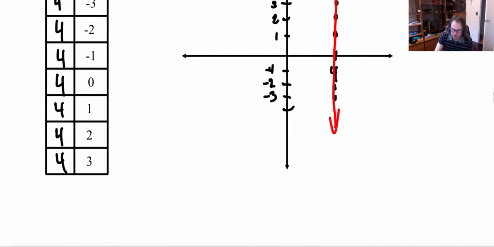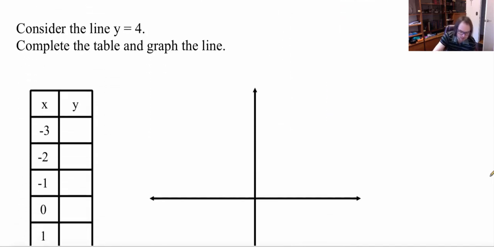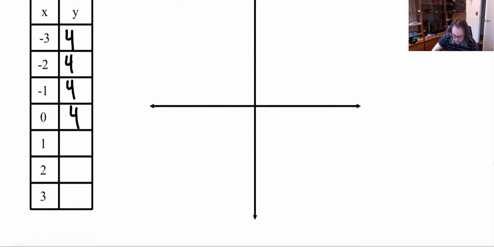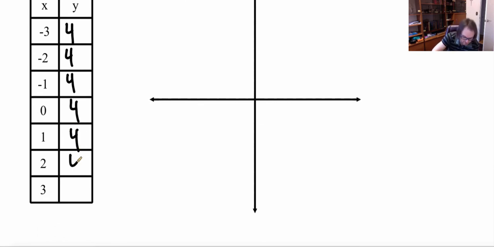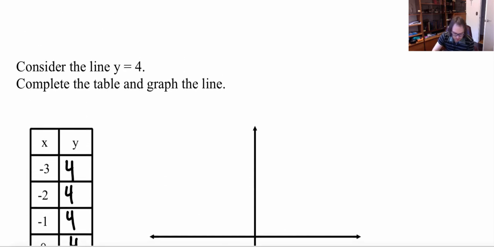Let's look at our next one here. In this case, we're saying y is equal to 4. Well, it doesn't matter what my x value is, my y value is always going to be 4. And we keep on going. I'm going to get 4, 4, 4. All right, so let's graph this.